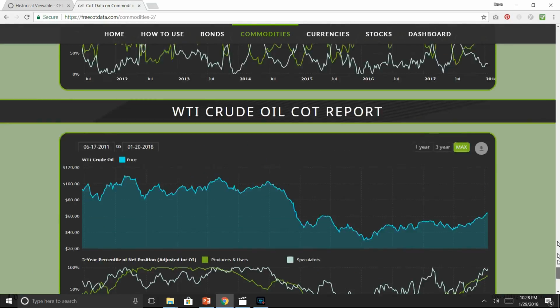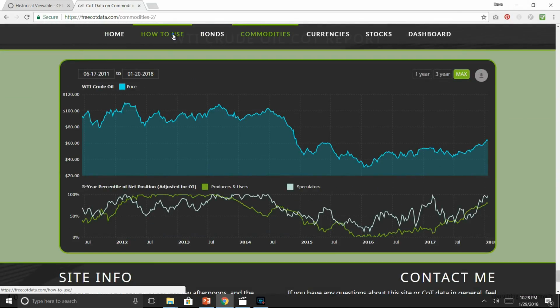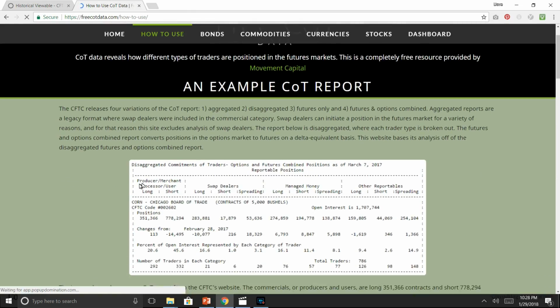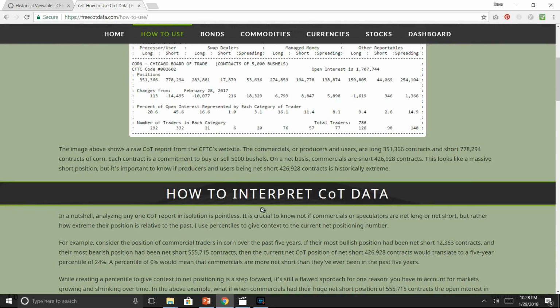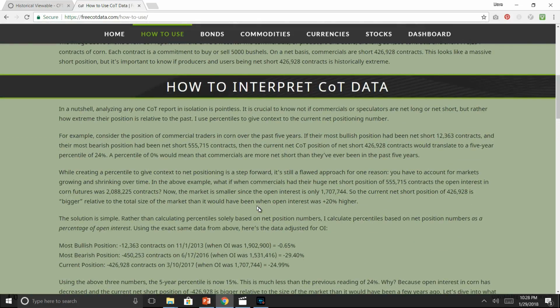So let's look at how to use the data, because this is important as well. I showed you where to find the raw data, and it's the same data that they're using. So how to interpret COT data. In a nutshell, analyzing any one COT report in isolation is pointless, as I was saying. It's crucial to know not if commercials or speculators are net long or net short, but rather how extreme their position is relative to the past.